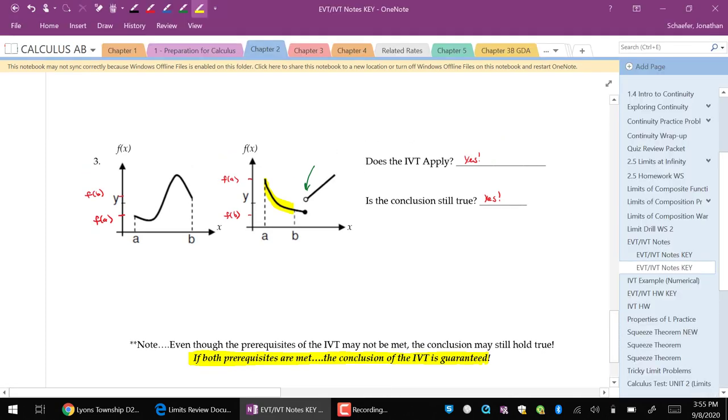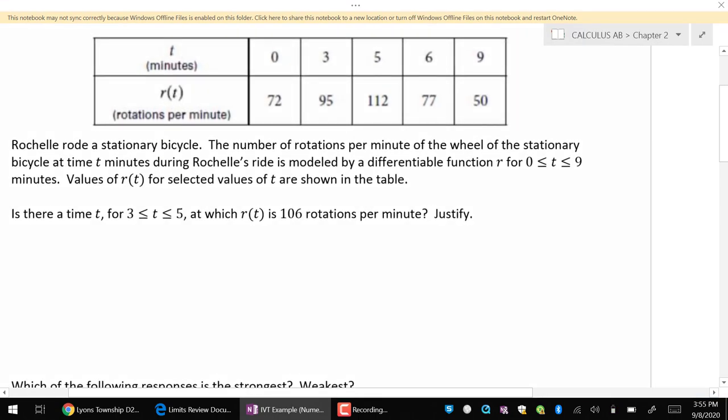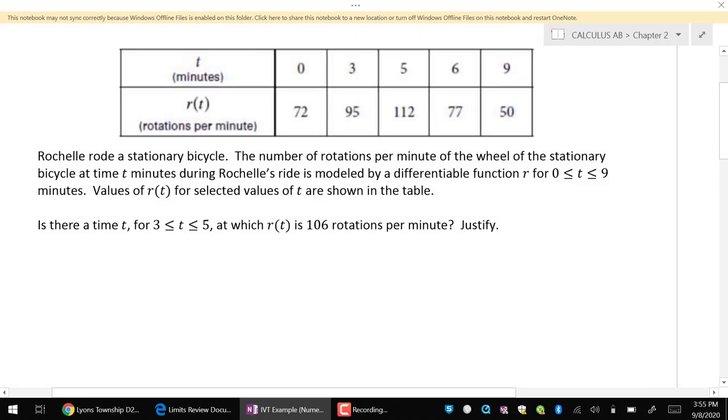Now I'll close this video with one final example, a numerical application. And it looks something like this. Here's a table of data, and it says Rochelle rode a stationary bicycle. The number of rotations per minute is given in this table from 0 to 9. Notice that the function here, r of t, is a differentiable function, and if a function is differentiable, it's also continuous. Differentiability implies continuity, which we'll talk about in a future video.